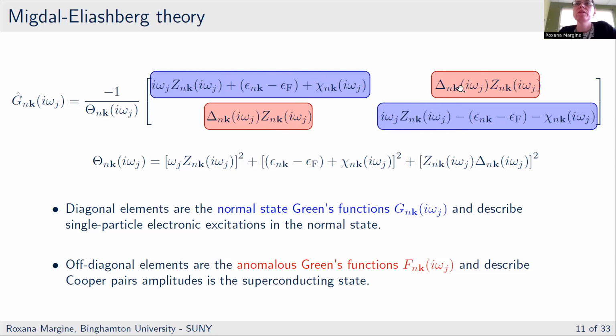So what is important is that these off-diagonal elements are different than 0 only below the critical temperature. Beyond Tc, they become 0, basically showing the transition to the normal state.